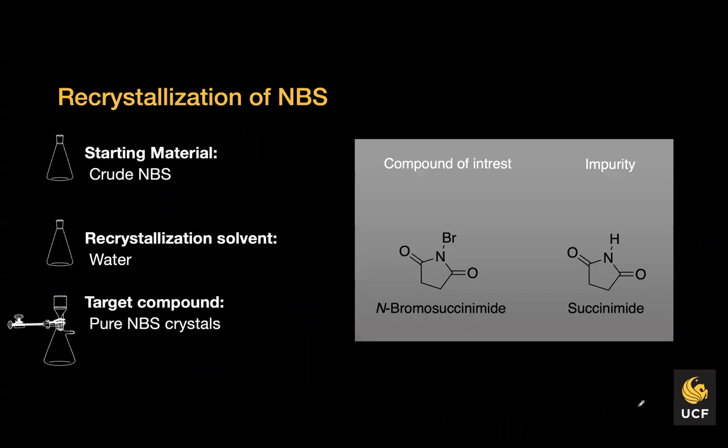Okay, well, in this experiment, what the experiment focuses on is recrystallization of NBS, right? Succinimide is the impurity that is present. You start with crude NBS, water. It was tested that it would be a really good recrystallization solvent. And then we're collecting it via vacuum filtration at the end, right?